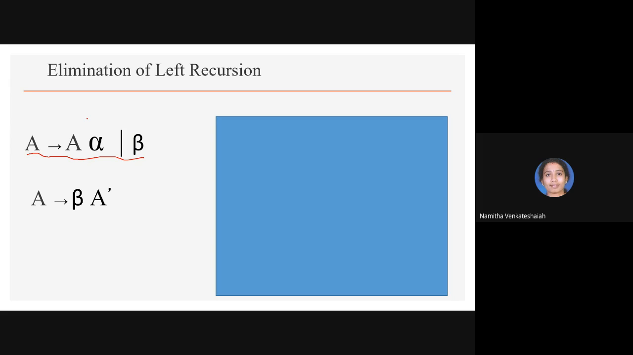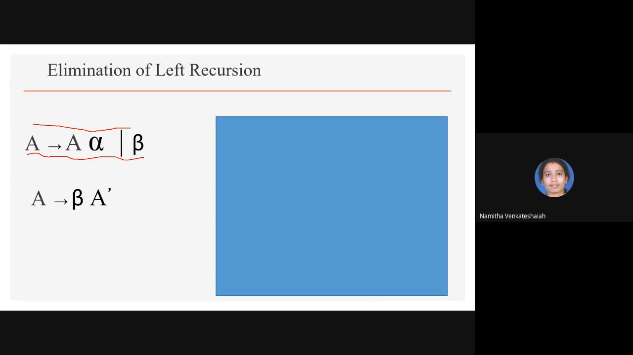What do you mean by terminal? That may end. Non-terminal means that may not end. So A produces A alpha or beta. What is the meaning of this grammar? A produces A alpha or beta is the meaning.